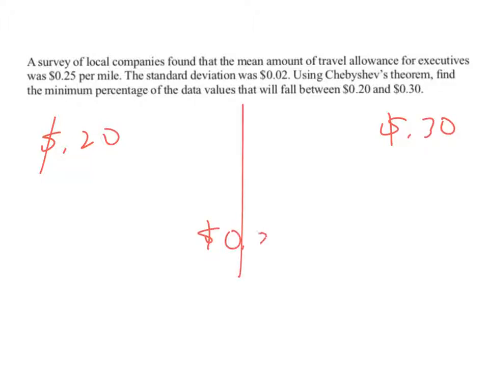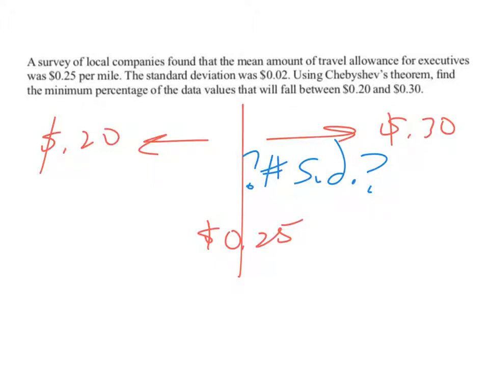So here's what we're really trying to do, and I'll give you a visual. On one side I have 20 cents. On the other side I have 30 cents. The mean is 25 cents. I need to figure out the number of standard deviations away from the mean that 30 cents is, or 20 cents is. This is what we need to know. If we can figure out how many standard deviations away from the mean that is, then I have my k value. If I have my k value, I can plug it into Chebyshev's theorem and tell you the percentage.